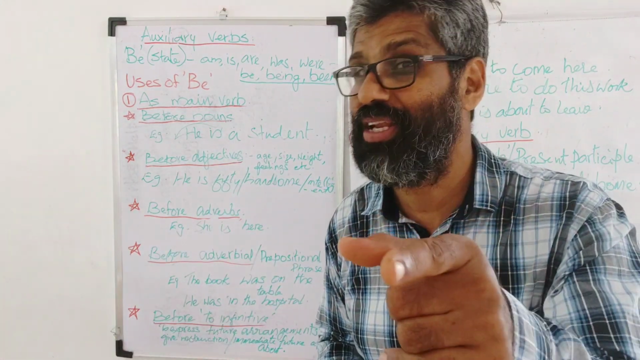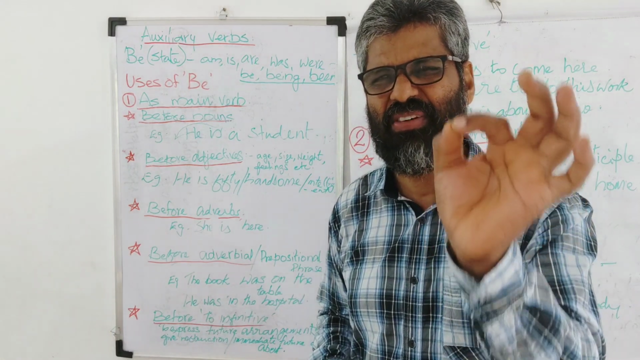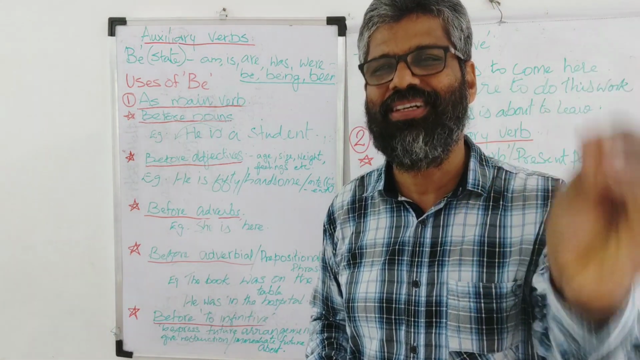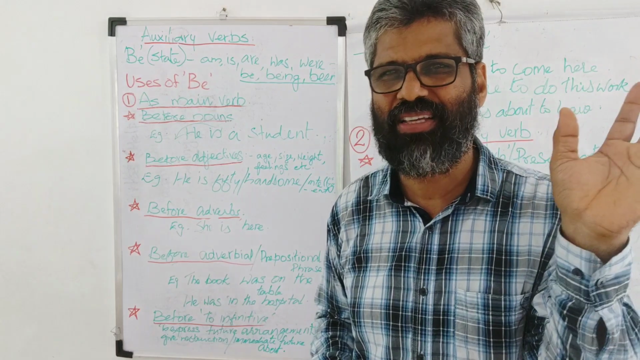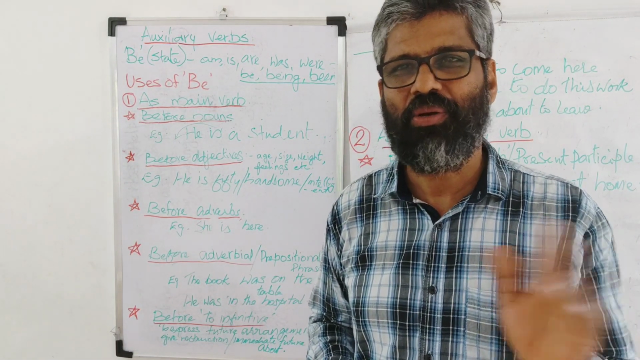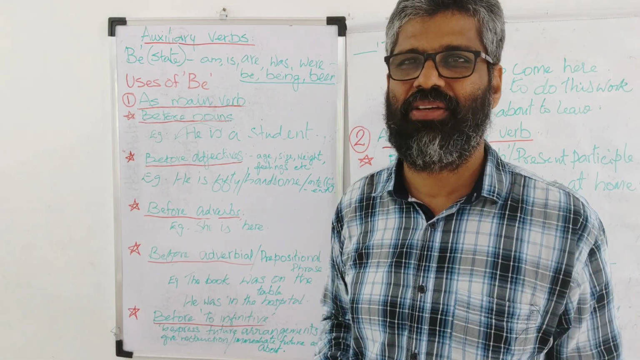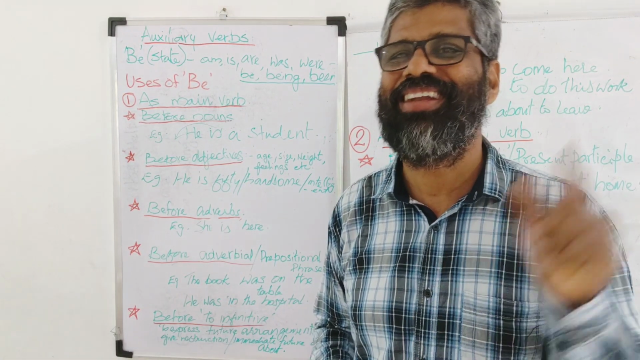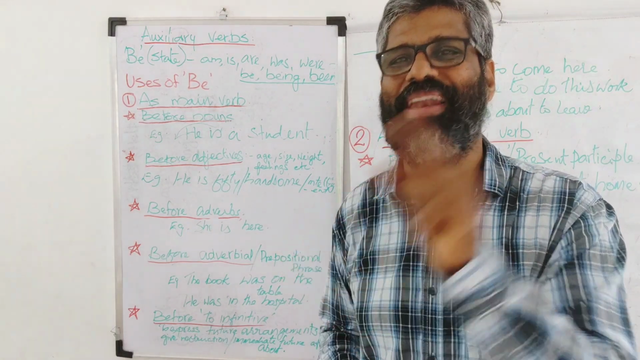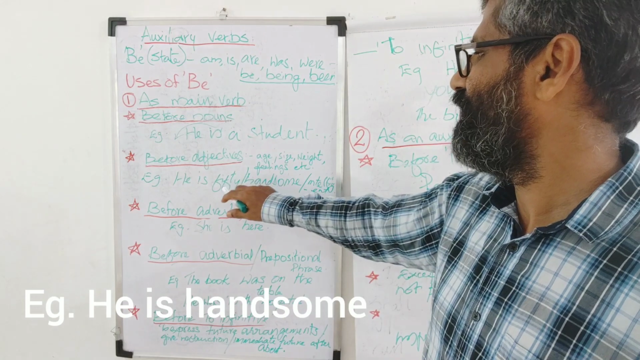What is an adjective? You know? What is an adjective? Adjective is a word that qualifies a noun. Simple example, boy, good boy. Good is an adjective. Young man, young is an adjective because it qualifies man. That much is enough.